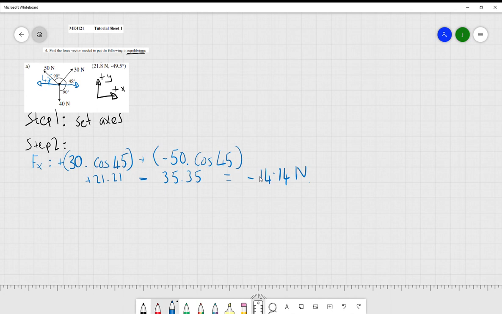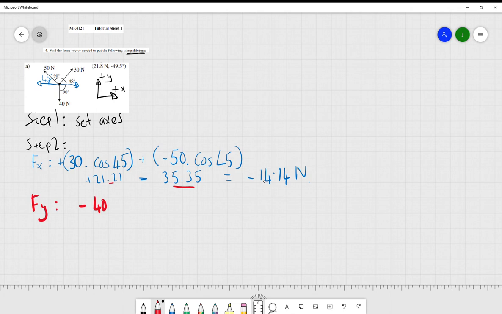So now let's look at the y components. What are our y components? All three force vectors have y components. The 40 is going in the negative direction. It's the easiest. The good thing about 45 degrees, and what makes it easier, is that sine 45 is the same as cos 45, which is 0.707, I believe. So it's going to be the exact same values as the x component, but you just make sure of your negative and positive directions.